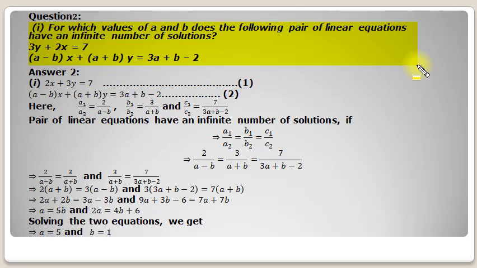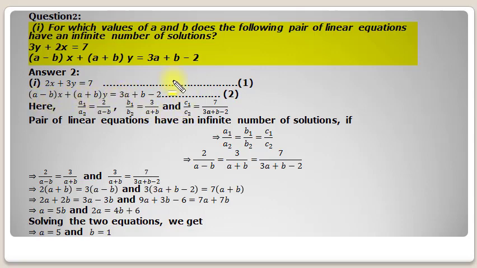First, we will write these equations in the standard format, that is a1x plus b1y plus c1 equals 0 and a2x plus b2y plus c2 equals 0. For that, we will bring the RHS to the LHS. You can see in the solution it is not written in that format, but we have taken the values of c1 and c2 in that format only. You should write it in that format. Bring the 7 to the LHS, so it becomes 2x plus 3y minus 7 equals 0, and the second equation will become (a minus b) into x plus (a plus b) into y.